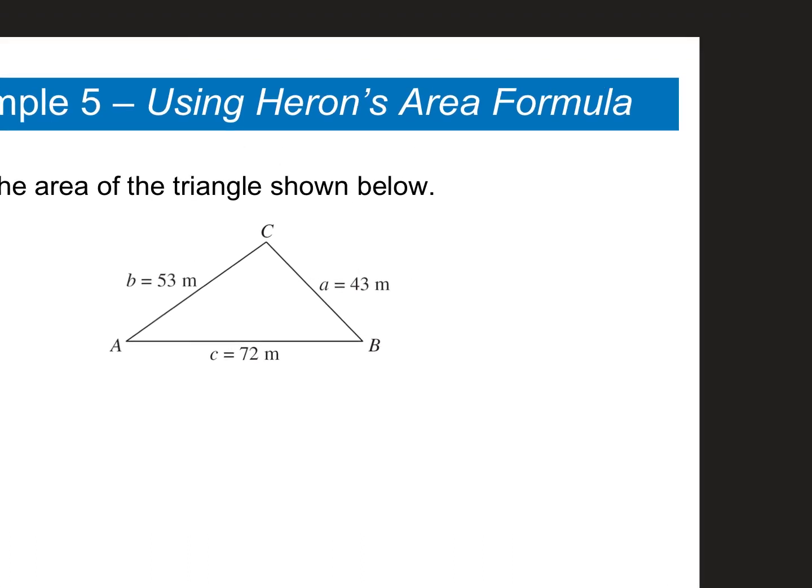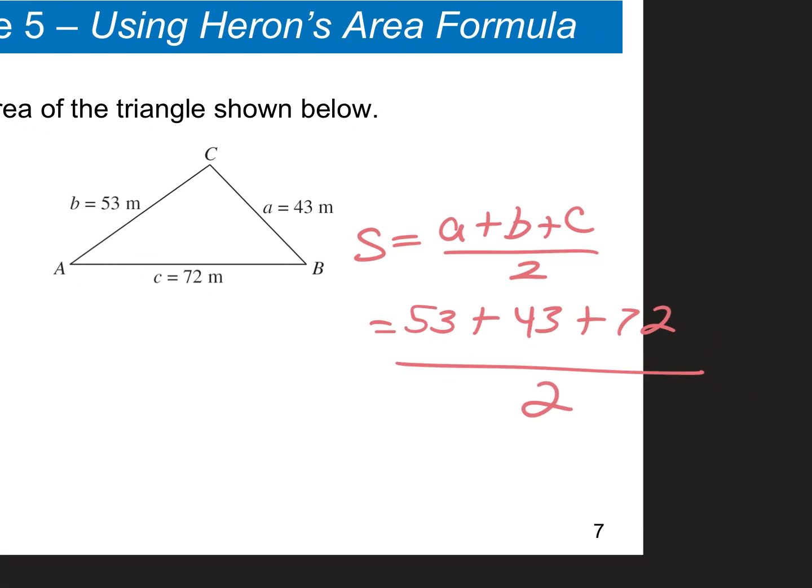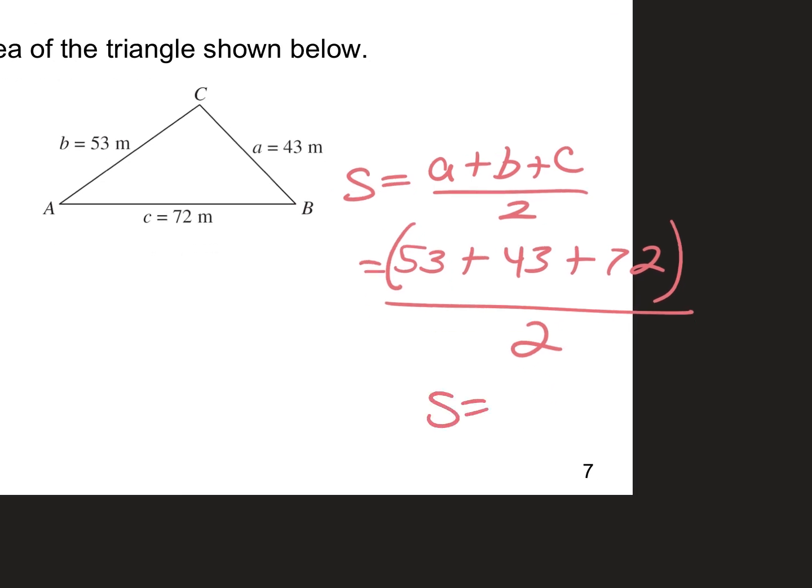So the first thing you have to do is find out what s equals. s is a plus b plus c divided by 2. So I have 53 plus 43 plus 72 divided by 2. If you want to do that in your calculator all at one time, you need to put the numerator in parentheses. If you don't, your calculator will divide 72 by 2 and then add it to the other numbers. So you have to tell your calculator, add everything on top, then divide by 2. If you want to just simplify the numerator, then hit divided by 2, that's fine as well. But what does s equal? s equals 84.